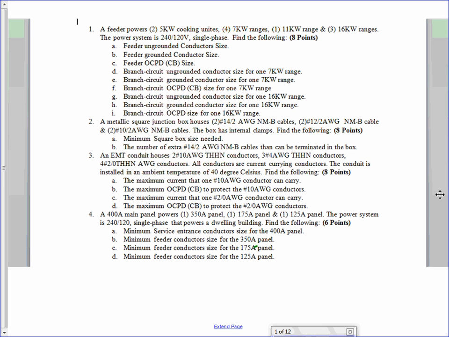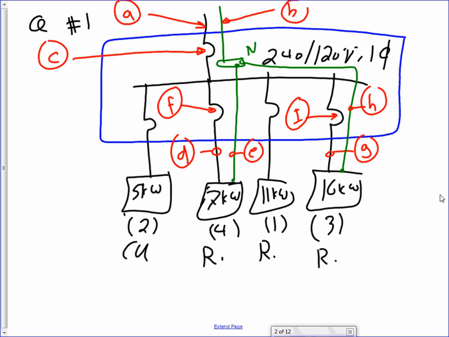Can you guys see that? So the branch circuit, we need to size the branch circuit for the 7 kW and the 16 kW plus the feeder. Cool? So that's question number 1. And then we'll go to question number 2 in a second.